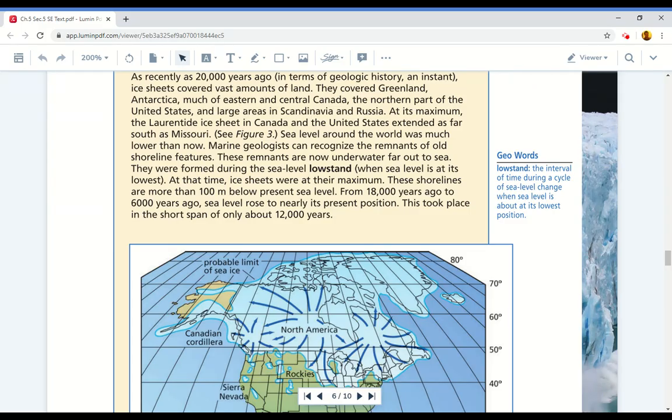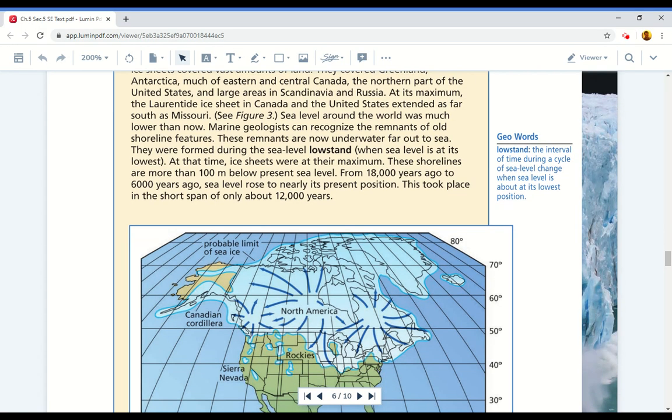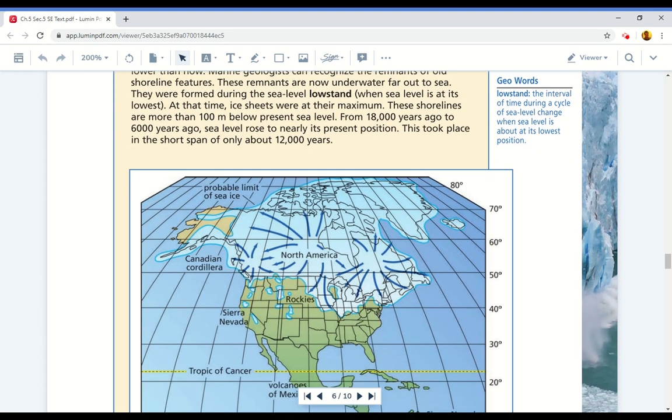Marine geologists can recognize the remnants of old shoreline features. These remnants are now underwater far out to sea. They were formed during sea level low stand, when the sea level is at its lowest. At that time, ice sheets were at their maximum. These shorelines are more than 100 meters below present sea level. From 18,000 years ago to 6,000 years ago, sea level rose nearly to its present position. This took place in the short span of only about 12,000 years.